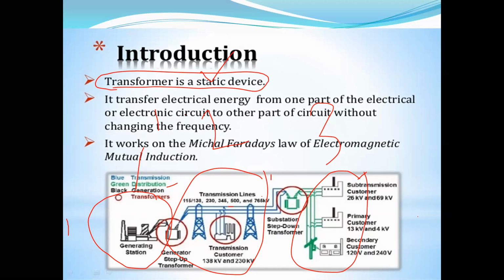A transformer transfers electrical energy from one part of an electrical or electronic circuit to another part of the circuit without change of frequency. If you give some value of frequency as input, it gives the same frequency at the output. That means if the input is 50 Hz, the output is also 50 Hz. It works on Faraday's laws of electromagnetic induction.